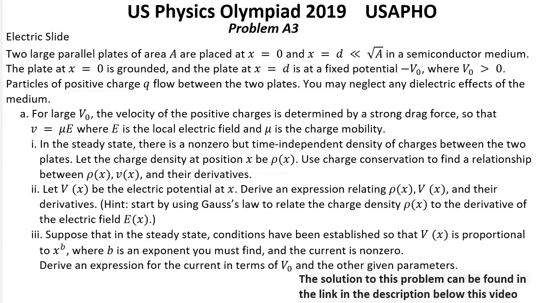Question 3. Suppose that in the steady state conditions have been established so V(x) is proportional to x to the power b, where b is an exponent you must find, and the current is non-zero. Derive an expression for the current in terms of V0 and the other given parameters.